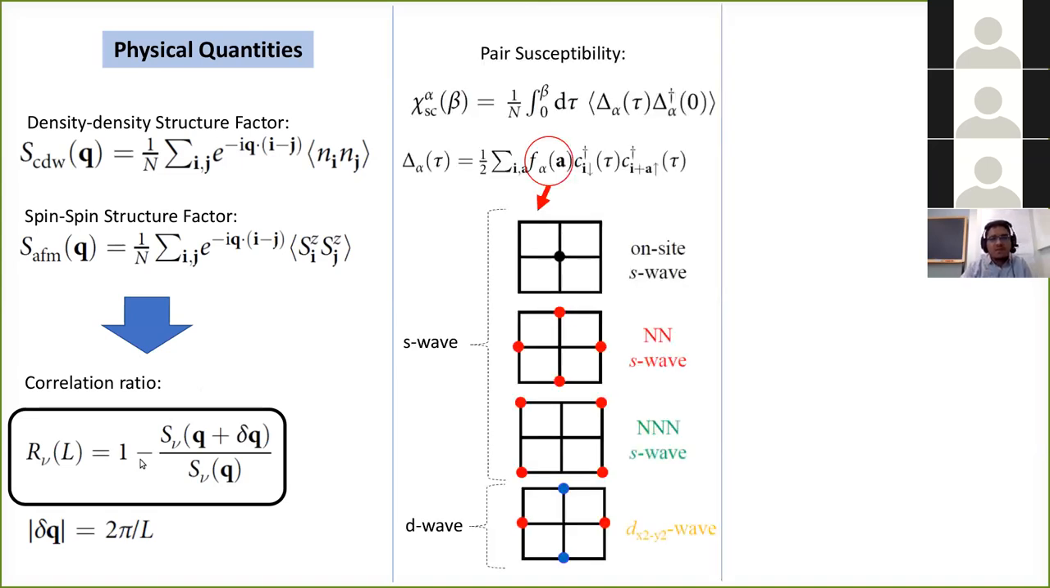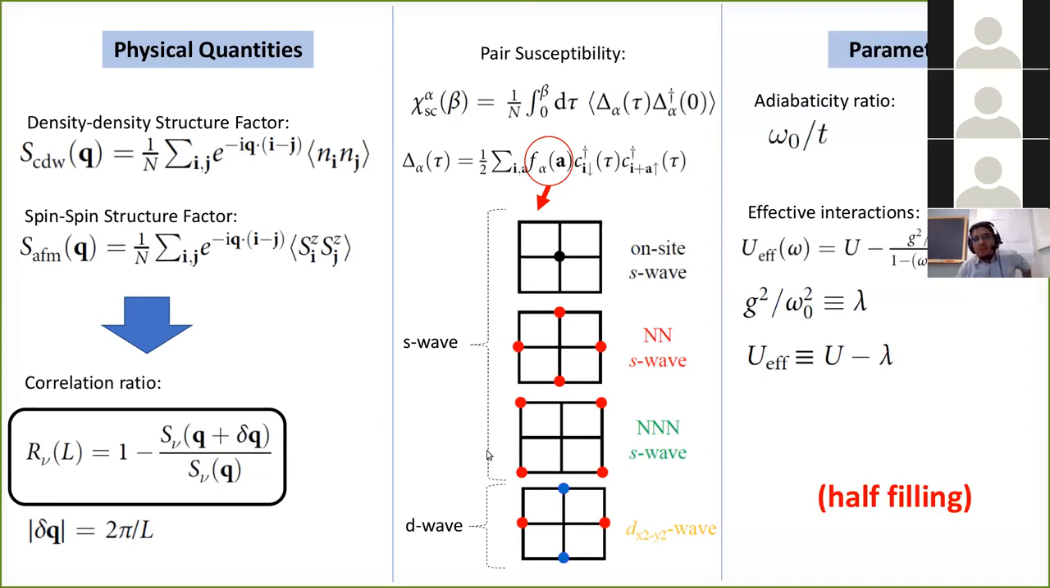Other things that we are interested in here are the susceptibilities, the pair susceptibility, basically whether or not I have superconductivity. And here we analyze the s-wave, many types of s-wave, like on-site and different sites, non-local s-wave susceptibilities, and also the d-wave.